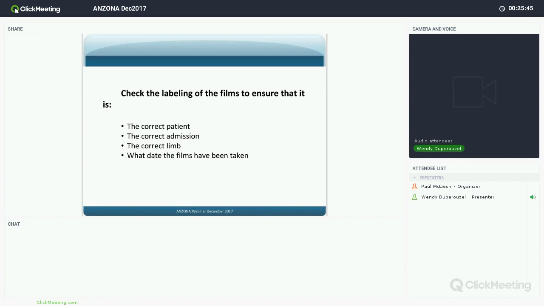Okay, before we even start, we need to check the labelling of the films to ensure that it is, first of all, the correct patient, the correct admission that they've come in for, that you're looking at the correct limb, and also what date the films have been taken. So even for a certain admission, there may be earlier films that have been taken. You need to be checking that you're looking at the right films at the right time before you even start.